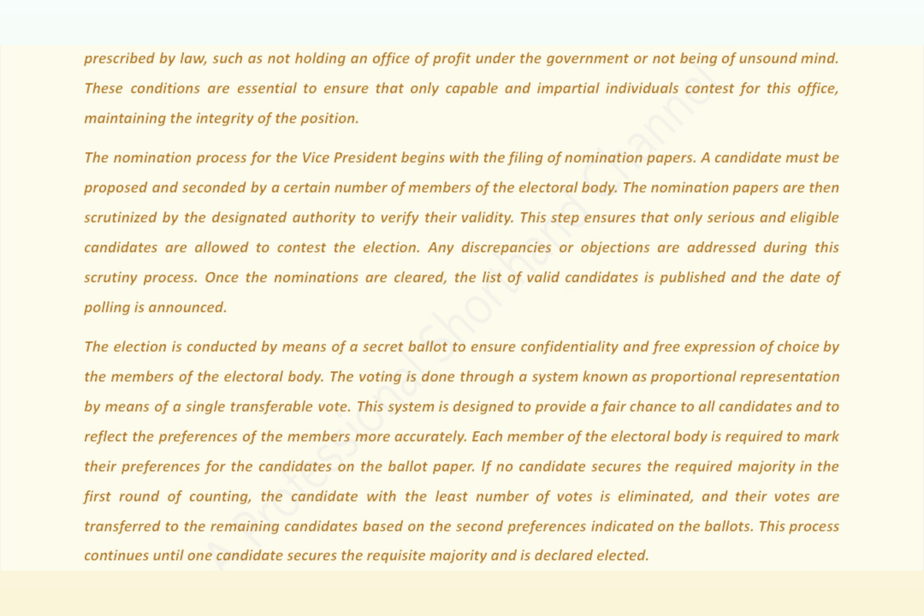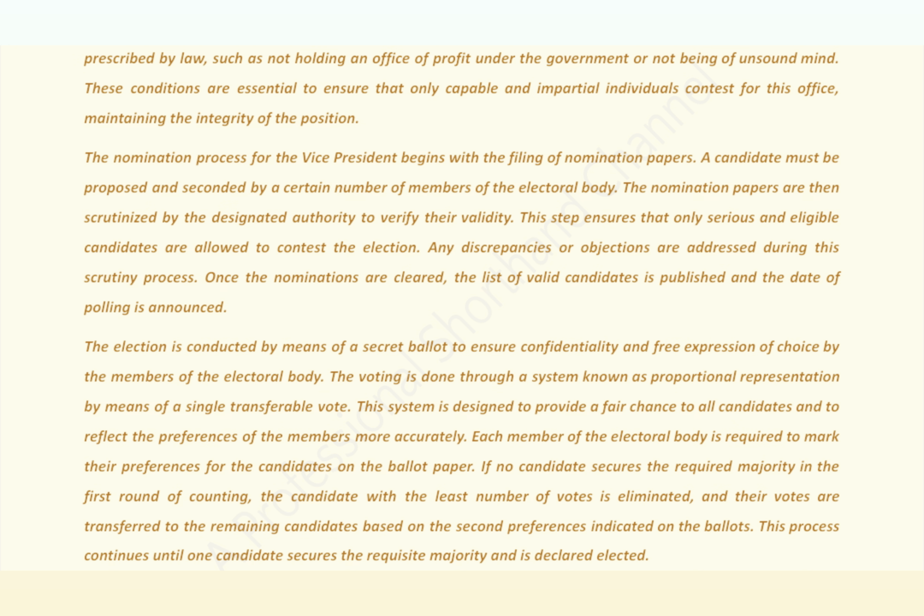The nomination process for the Vice President begins with the filing of nomination papers. A candidate must be proposed and seconded by a certain number of members of the electoral body. The nomination papers are then scrutinized by the designated authority to verify their validity. This step ensures that only serious and eligible candidates are allowed to contest the election. Any discrepancies or objections are addressed during this scrutiny process.